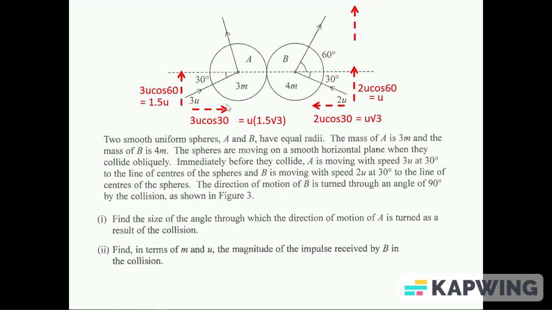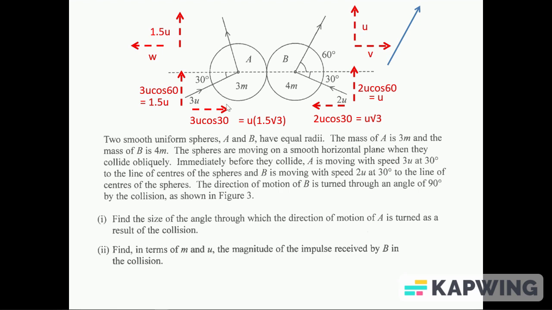Now, after the collision, the component perpendicular to the line of centres stays the same, so that's still going to be u. And we're going to find out what this v is, the component parallel to the line of centres. For A, that 1.5u stays the same because it's a smooth collision. They're not dragging each other up or down. It's nice and smooth when they hit each other. The only change in their velocities is the component parallel to the line of centres. And then after the collision, A's got a component parallel to the line of centres. I'm going to call that w. It's going up to the left.